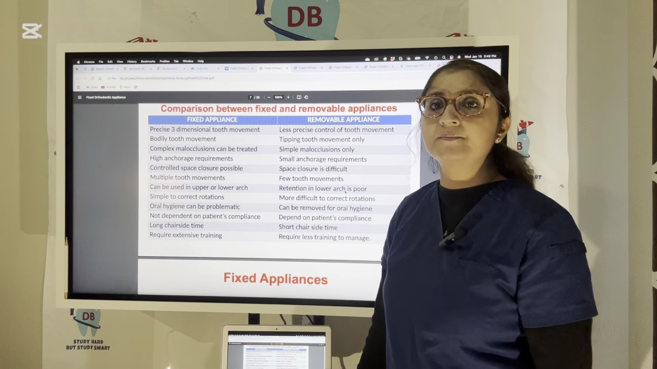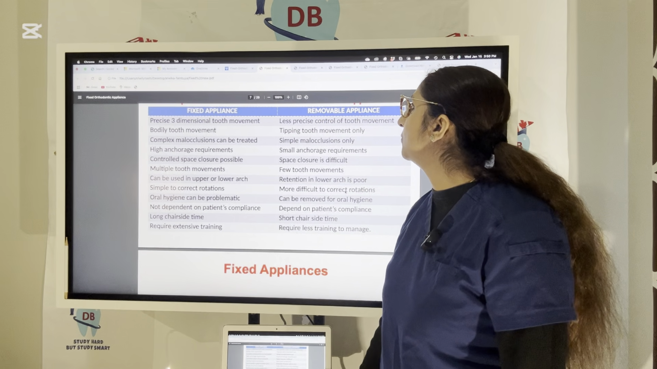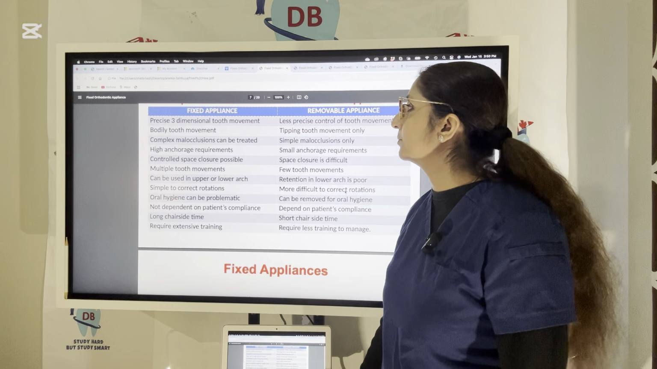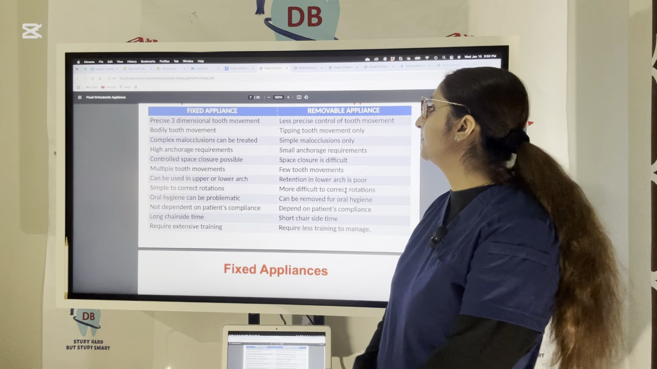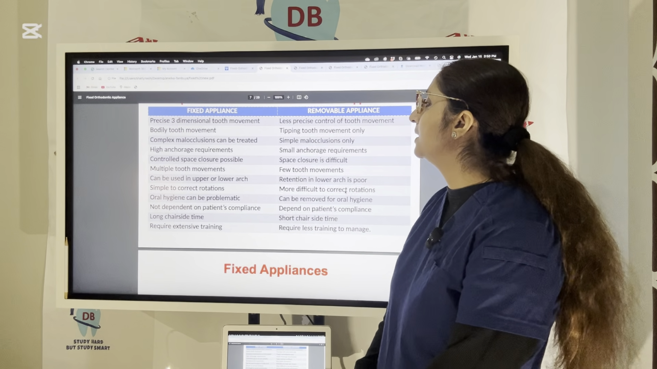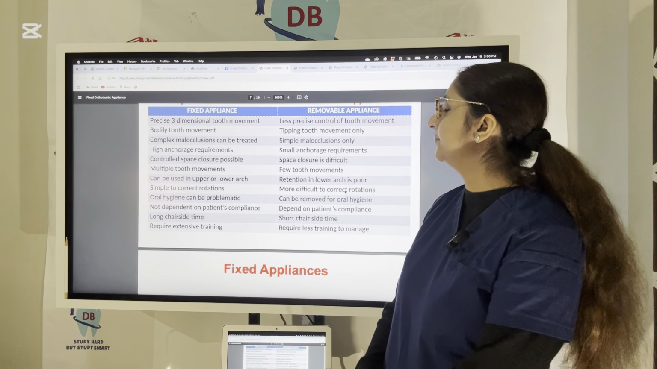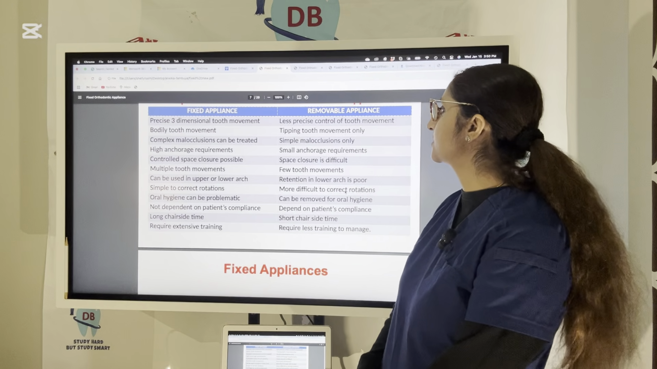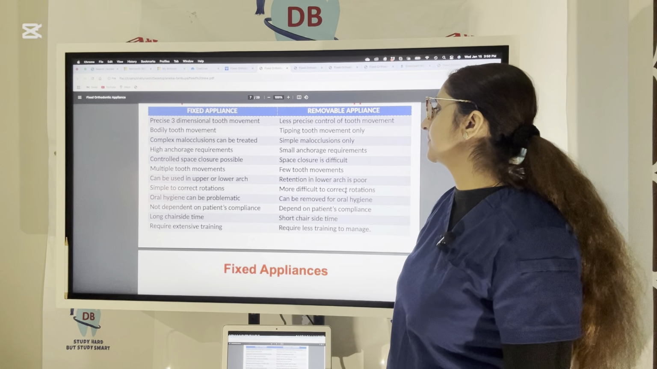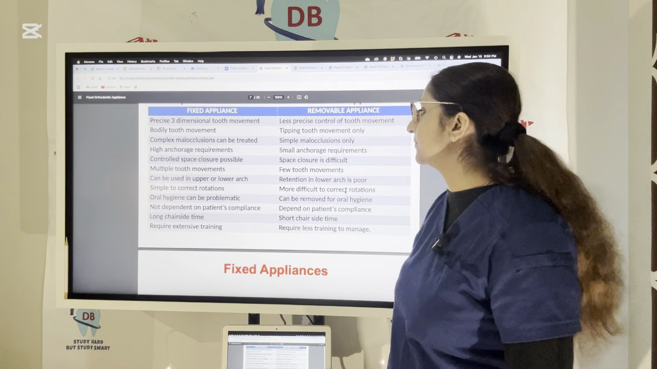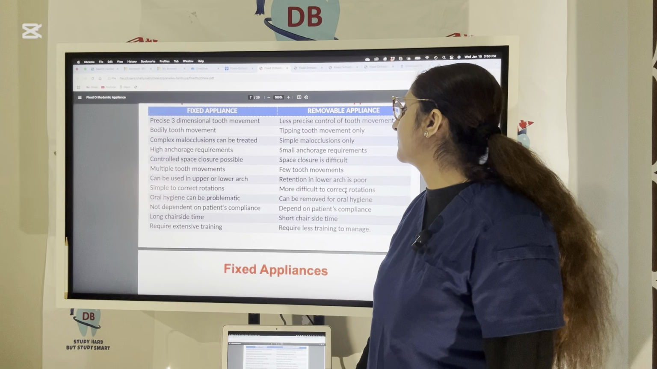Now, if you compare fixed and removable appliances, fixed appliances have precise three-dimensional tooth movement, while removable appliances have less control over the tooth movement. With the fixed appliance, you can do bodily tooth movement or translation, while with removable appliance, only tipping movement is possible. Complex malocclusion can be treated with fixed appliance, simple malocclusion only with removable. High anchorage requirement with fixed, small anchorage with removable. Controlled space closure is possible with fixed. Space closure is difficult with removable. Multiple tooth movement at the same time with the fixed appliance, but with the removable only a few tooth movements are possible. It can be used in upper or lower arches.